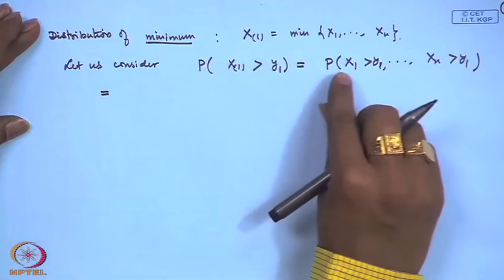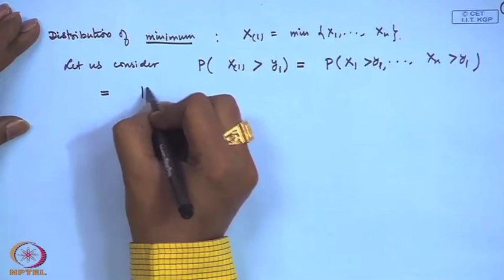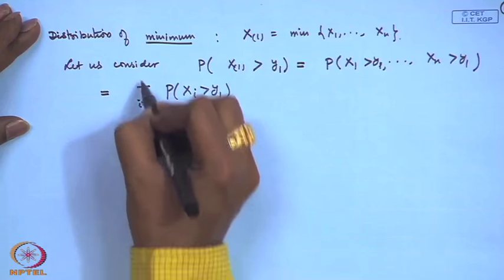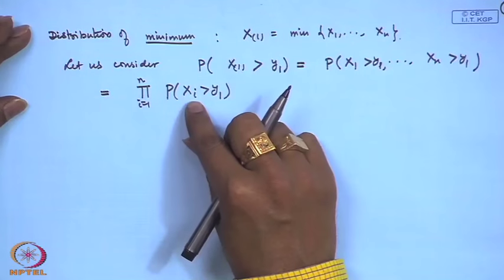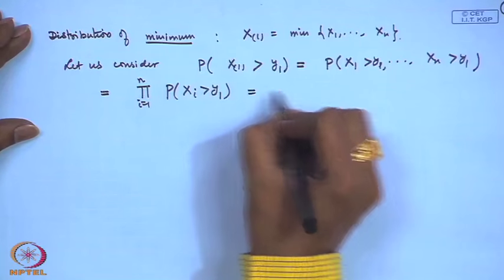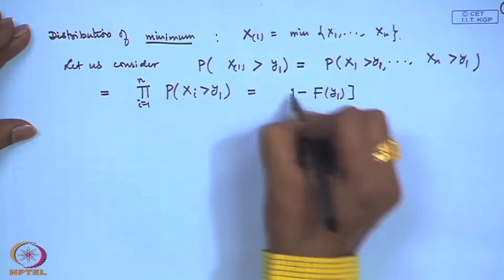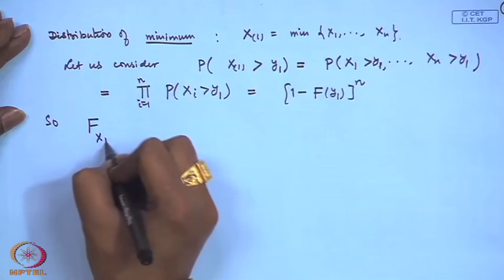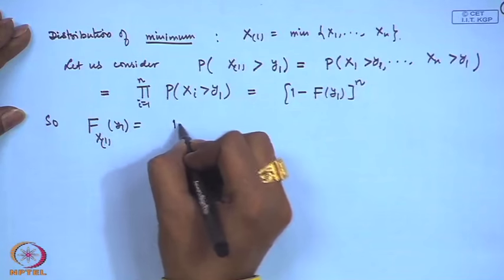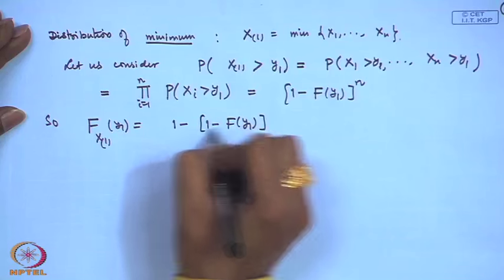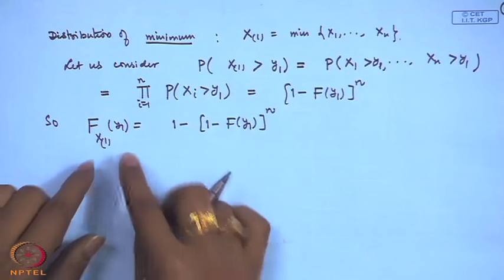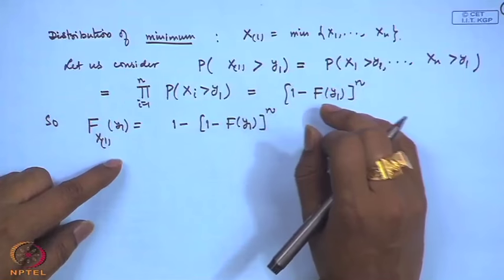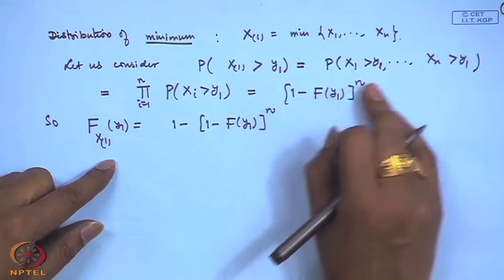Now, these x1, x2, ..., xn are independently distributed. So, this can be written as the product of probabilities that xi is greater than y1 for i equal to 1 to n. Now, each xi has the same CDF, capital F. So, this is nothing but (1 minus F(y1)) to the power n. So, what we have obtained? The CDF of X(1) is equal to 1 minus (1 minus F(y1)) to the power n. This is a general expression for the cumulative distribution function of the smallest order statistic. And here you can easily see that I have not made any other assumption other than the form of the CDF being capital F.